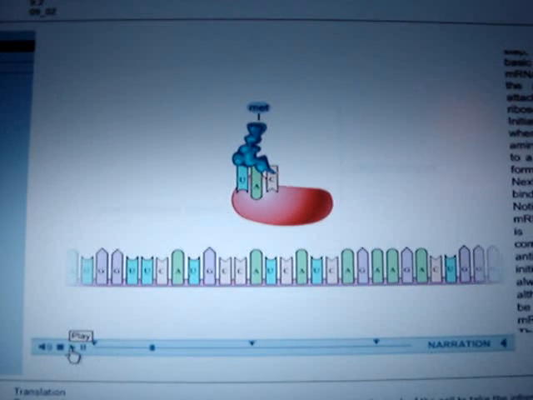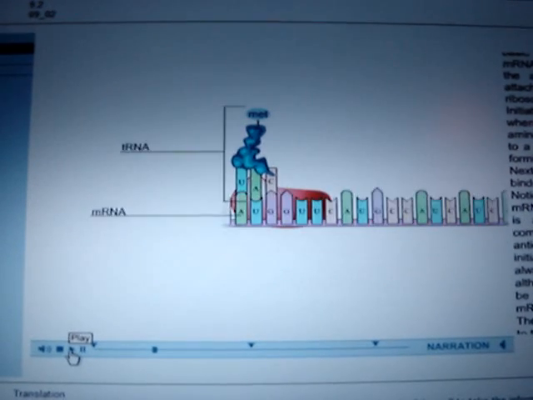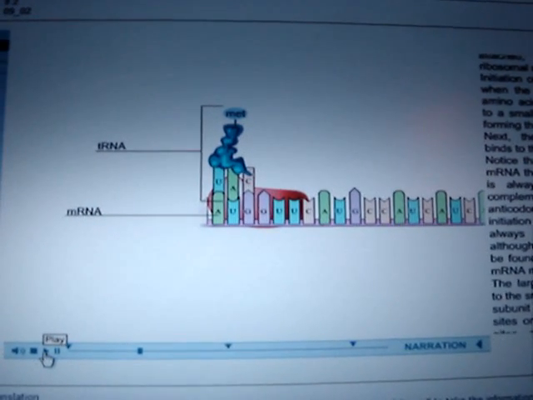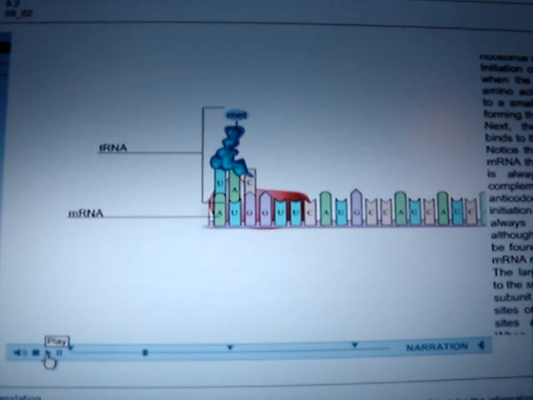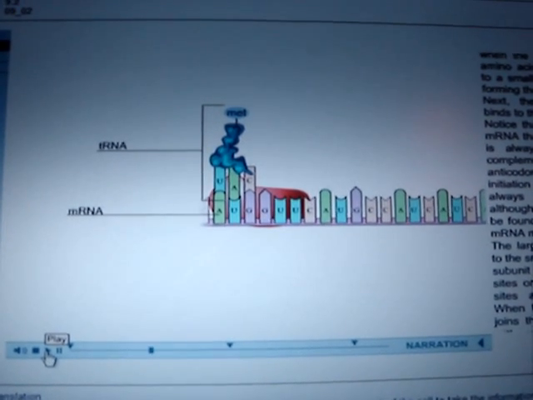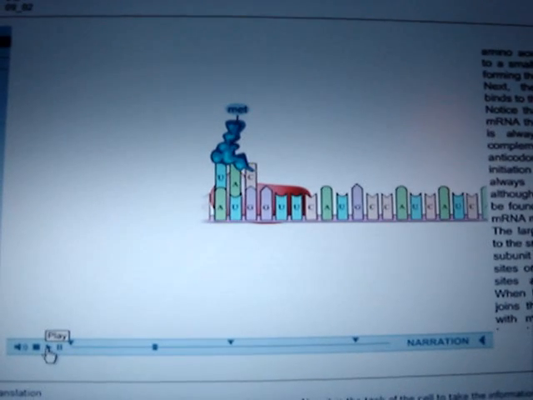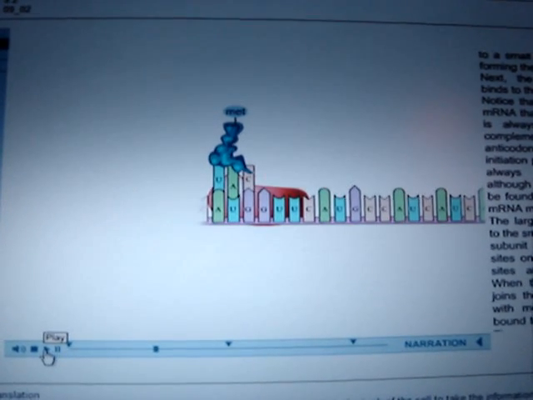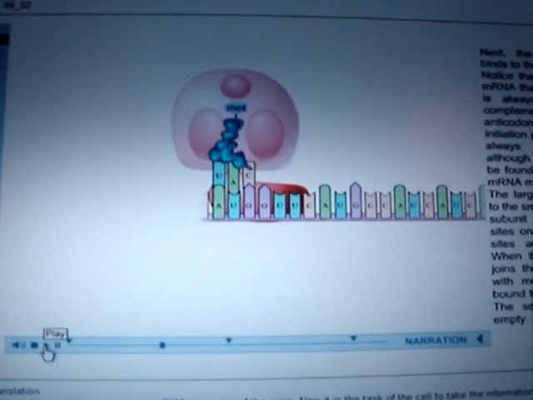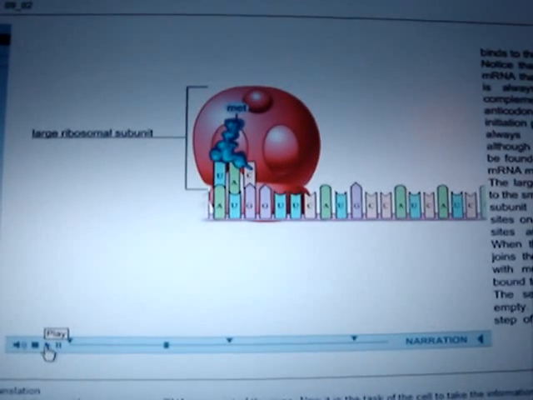Next, the mRNA molecule binds to the initiation complex. Notice that the codon on the mRNA that binds to the tRNA is always AUG, which is complementary to the anticodon on the tRNA. The initiation point of translation is always an AUG codon, although this codon can also be found in the middle of the mRNA message. The large subunit then binds to the small subunit.